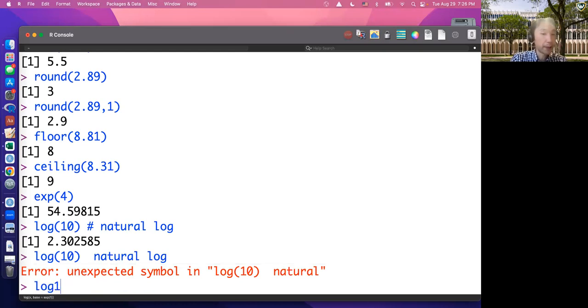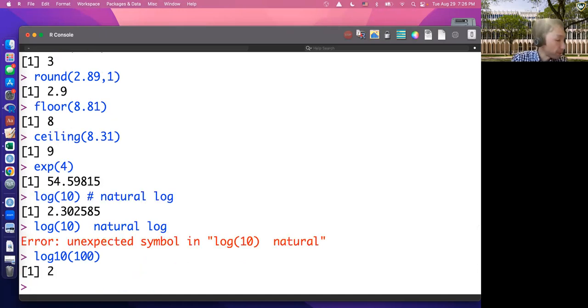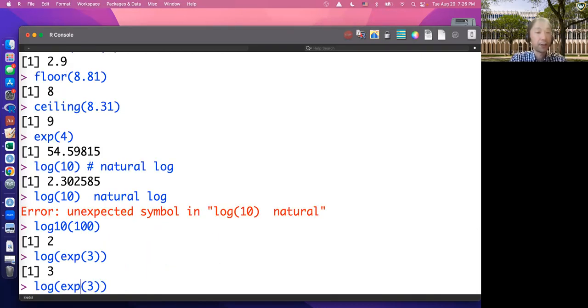And the log base 10 is the log 10. So log base 10 of 100 is 2. Log and exponential are inverse functions of each other. So log of exponential of 3 is 3, or exponential of log of 3 is also 3.